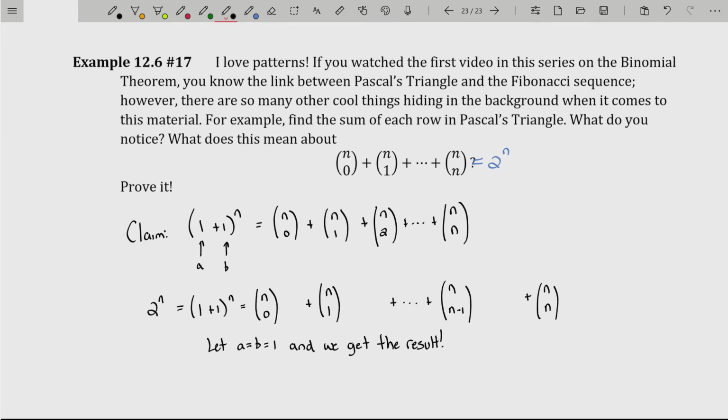Very, very cool property. And I think that this is a good point to stop this video. I'm not going to go back and prove the binomial theorem. That is in most standard textbooks, and it's a proof by mathematical induction. It's good to read those.